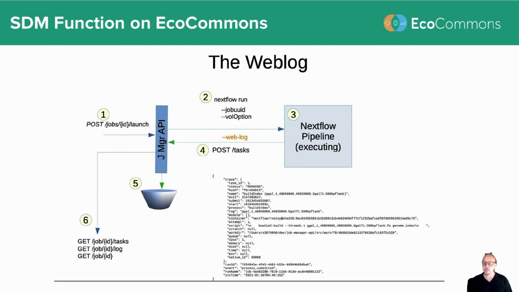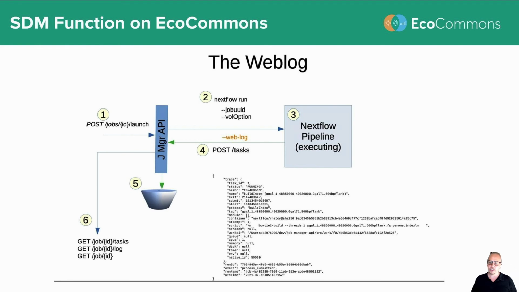Next step, the weblog. The weblog is a feature of Nextflow where during execution, it can send an HTTP request with task progress information back to your system. So in our setup, we direct Nextflow to send all status updates back to our job manager API, where we link it with the initial job record and update the status of the job appropriately so that we can show that to the user.